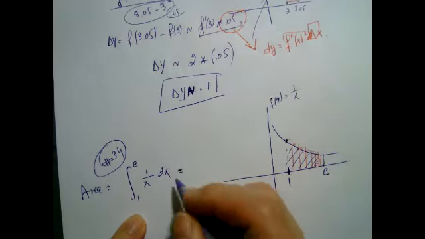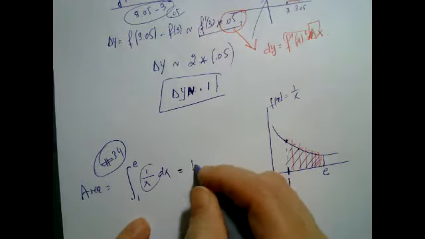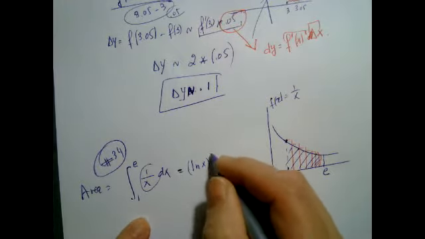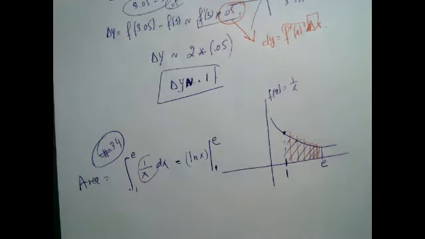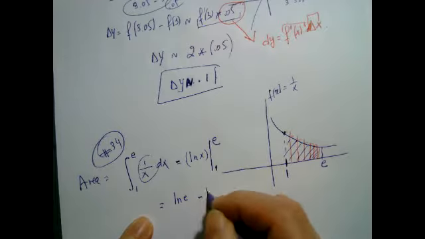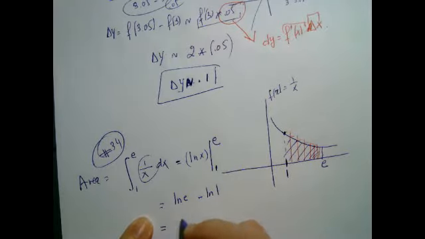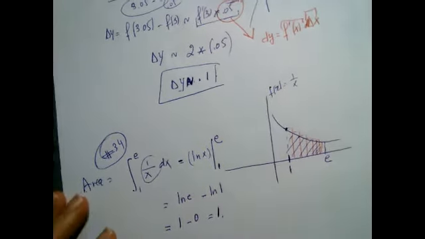So now we have to evaluate this. Antiderivative, use the fundamental theorem. This is the ln of x evaluated between 1 and e. So it's equal to ln of e minus the ln of 1. ln of e is 1, minus 0, which is equal to 1. So that's the area. Okay.